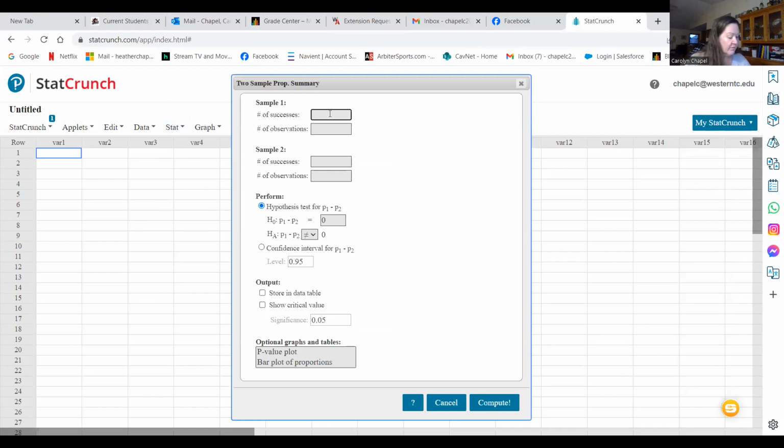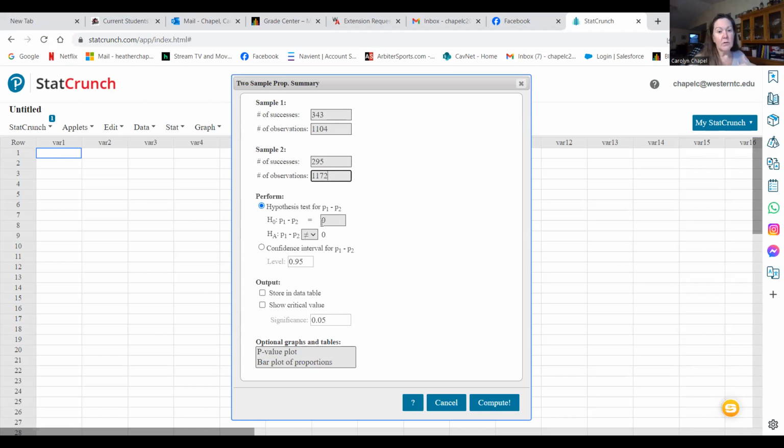Okay, so here I'm going to be typing in all my number of successes and all of that information. So my men, that was my 343 out of my 1104. My women was 295 out of 1172. We are doing a hypothesis test for P1 minus P2.